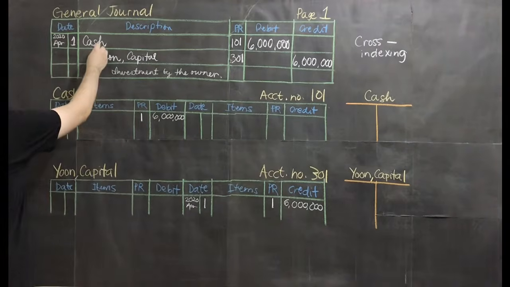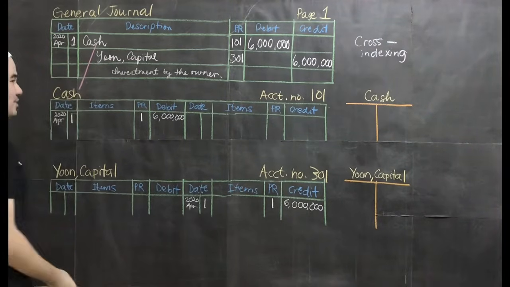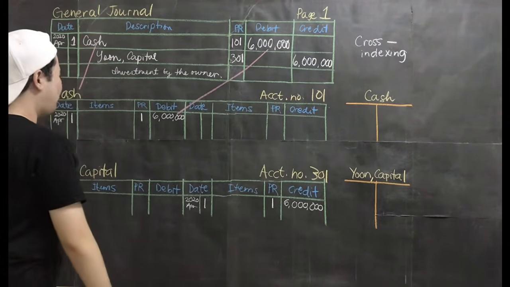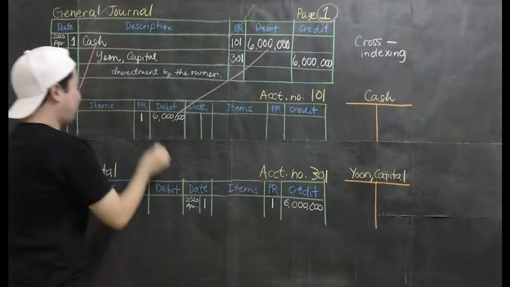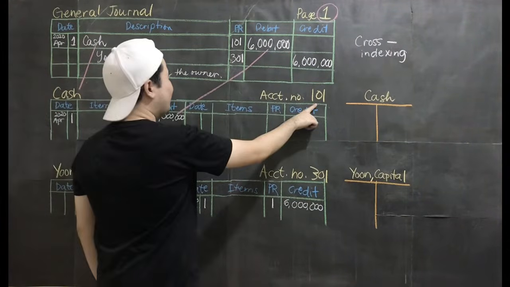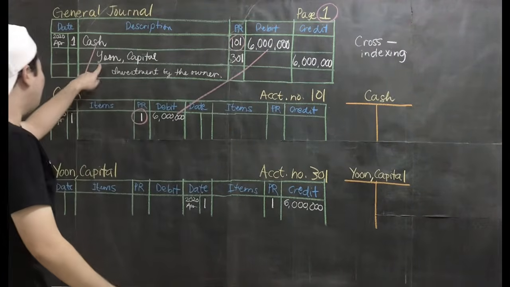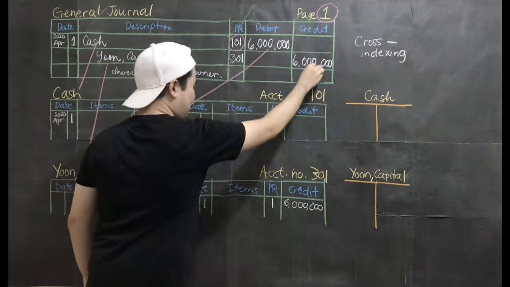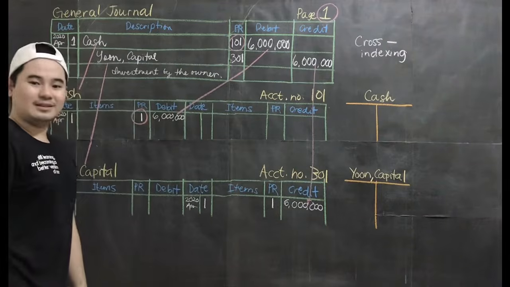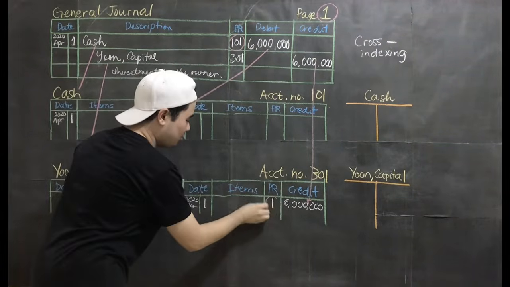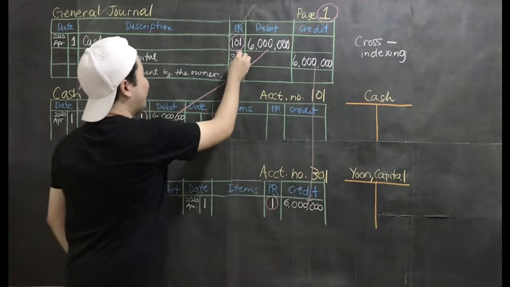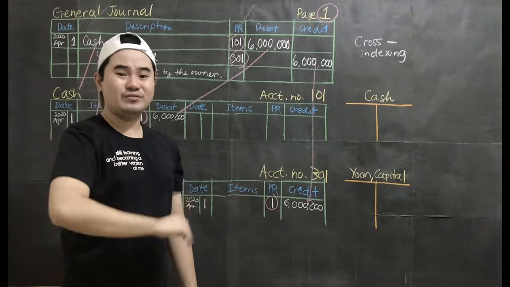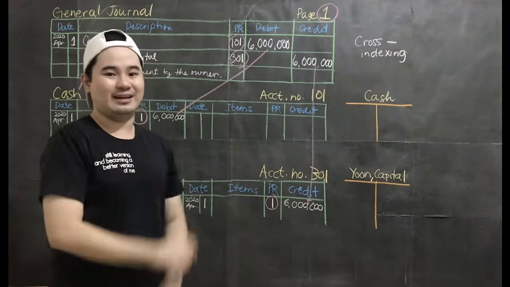Ganun lang. Okay? Cash, cash. Tapos, 6 million, 6 million sa debit. Tapos, page 1, page 1. Account number 101, 101. Yun capital. Okay? Tapos, 6 million. Tapos, page 1, page 1. Account number 301, account number 301. Yan po yung tinatawag nating process ng posting. Repetitive yan. Lahat ng journal entries, ganyan lang ang gagawin natin.